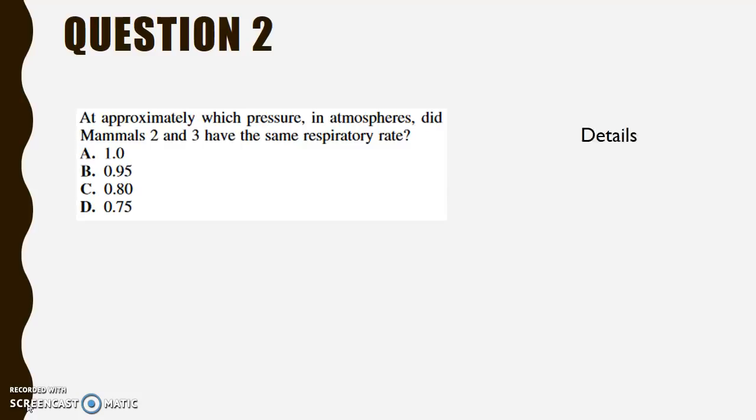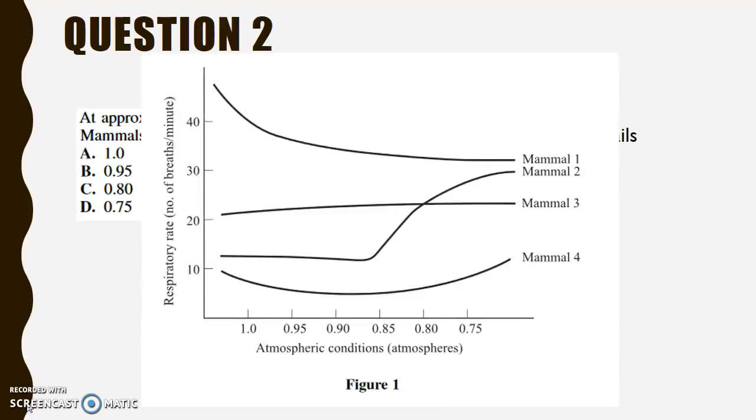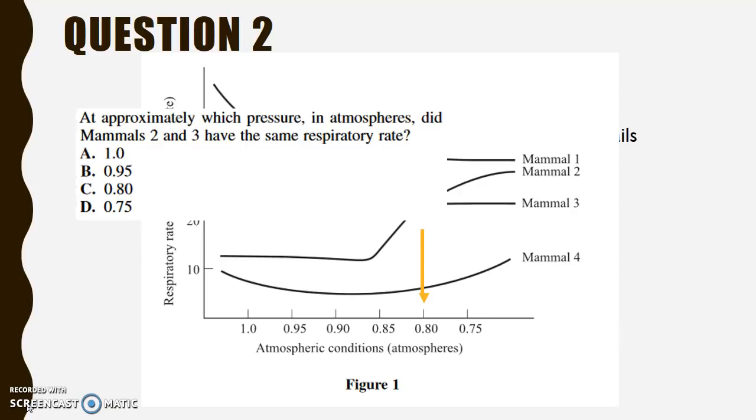cross. If I look at my chart, I can see that that cross happens right here at a pressure of 0.80 atmospheres. So when I come back to my question, which pressure in atmospheres did they have the same respiratory rate, I can find my answer simply. Answer choice C. This is the easiest type of question on the Science ACT and does not require you to even read the passage at all.